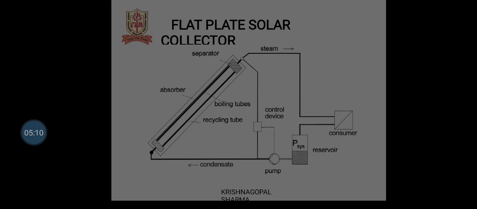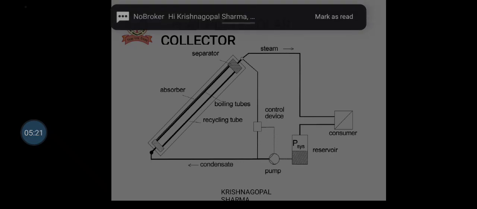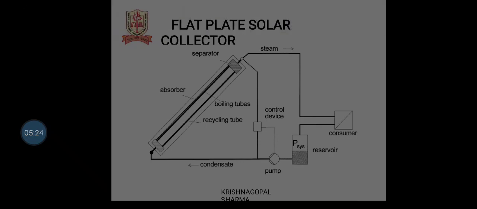This is the schematic diagram of the flat plate solar collector. Here you can see the condensate from the pump. The condensate goes through the absorber plate and they are separated. The steam goes to the consumer and again goes through the pump. This is the assembly.